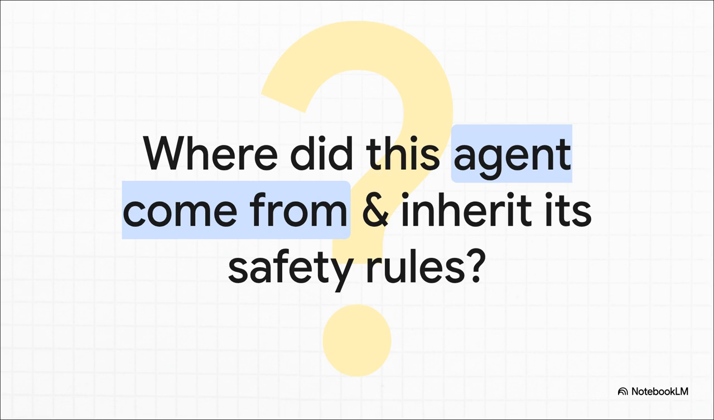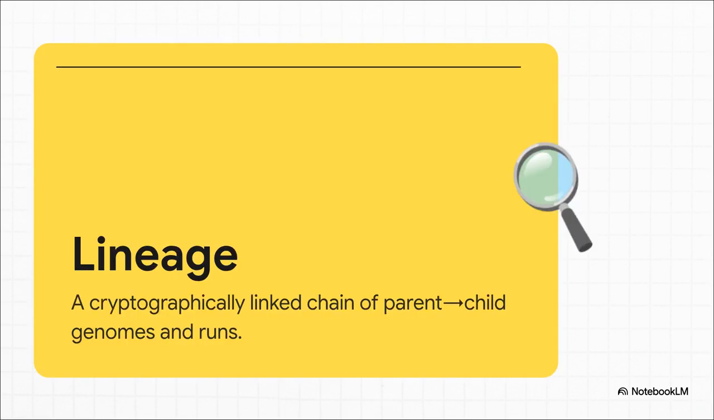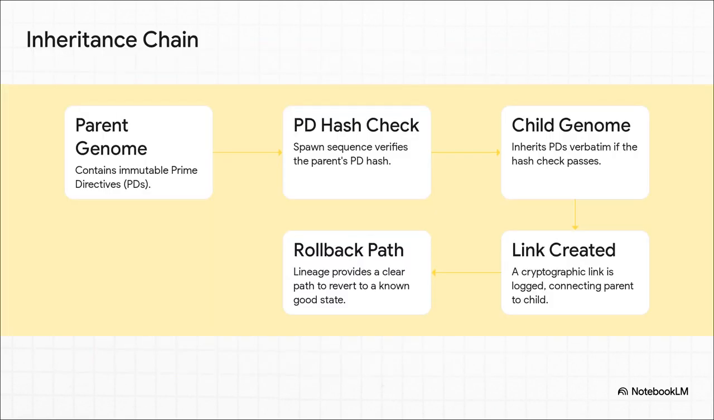Now, the real power here comes from that phrase, cryptographically linked. All this means is that each new version of an agent, the child, is mathematically tied to its parent. It creates this digital tamper-evident seal, so you can be absolutely certain that the history you're looking at is the real history, all the way back to the beginning. Let me show you how that works.